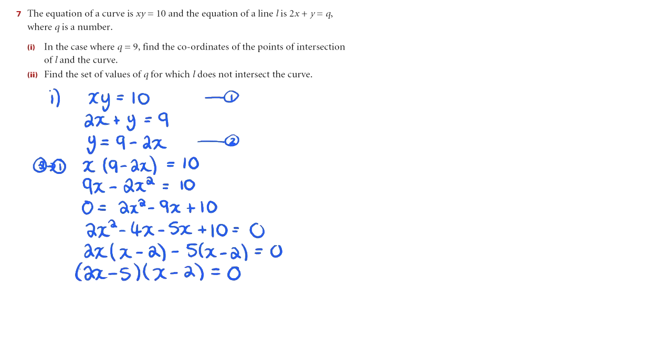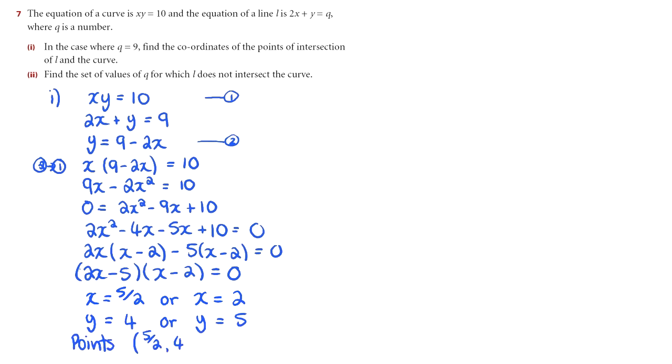Using the null factor law, one of the brackets has to be 0. So if the first one is 0, we have x is 5 on 2. If the second one is 0, we have x equals 2. To find y, all we have to do is put x back into one of the equations. In this case, I think x times y equals 10 is pretty easy. 5 on 2 is 2.5, multiplied by 4, you get 10, so y is 4. And 2 times 5 is 10, so when x is 2, y is 5. Our points are (5 on 2, 4) and (2, 5). And that's the end of part 1.